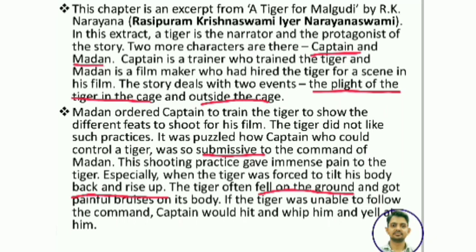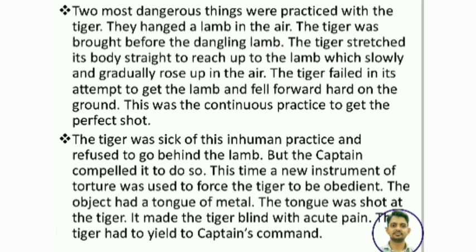And the captain was always ready to hit the tiger with a whip, so that the tiger would submit to him and always be submissive. All these things are described by the tiger itself: the pain and the grief the tiger had inside the cage. Then what happened? Two dangerous things happened during this practice. The first one is here, and the second one is in the next paragraph. What is the first thing?